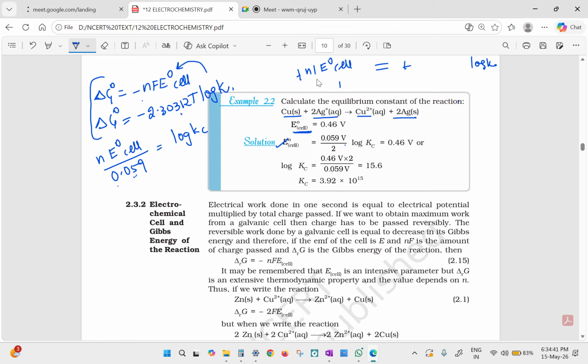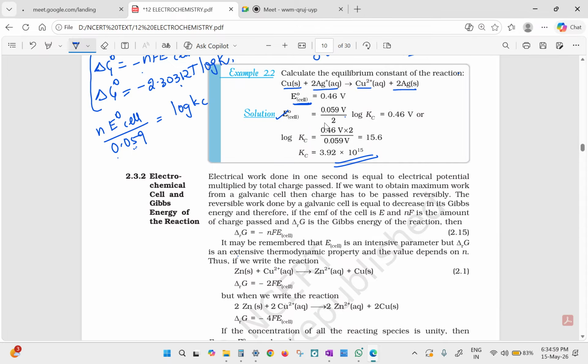Okay. So sometimes they will ask you to calculate del G. In that case, the E naught of cell can be taken up for the calculation of del G. So this is going to be left out as log of K. Is it clear, children? Any problem in this?